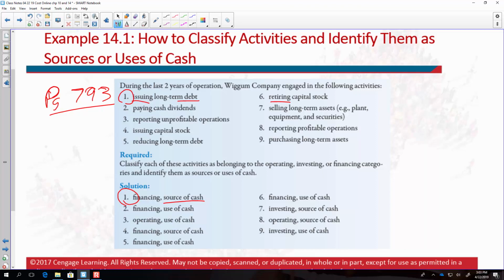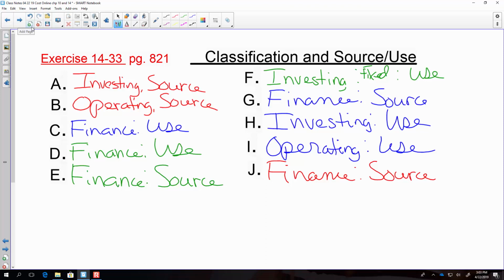Is it going in the operation? Is it going into the investing or in the financing? So review that. I also have a problem here. Problem 33 is an example of it as well. Practice using the example here. Verify your answer. And I think, again, this hopefully should be a review for you.